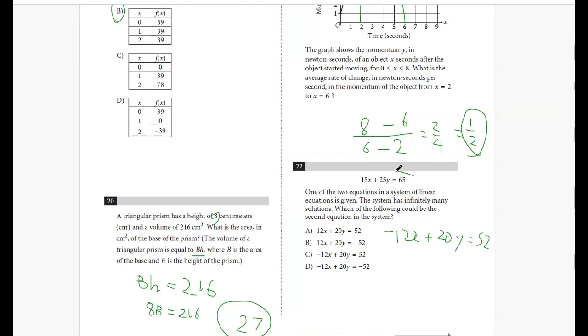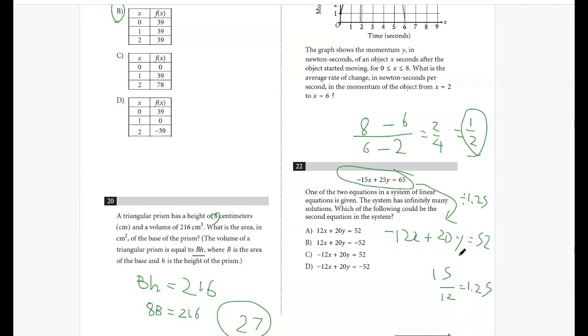How do I get from this to this? All I have to do is divide by 1.25. And where did I get the 1.25? 15 divided by 12 is equal to 1.25. If I do the same thing for 25, 25 divided by 1.25 is 20. 65 divided by 1.25 is also going to be 52. Okay.